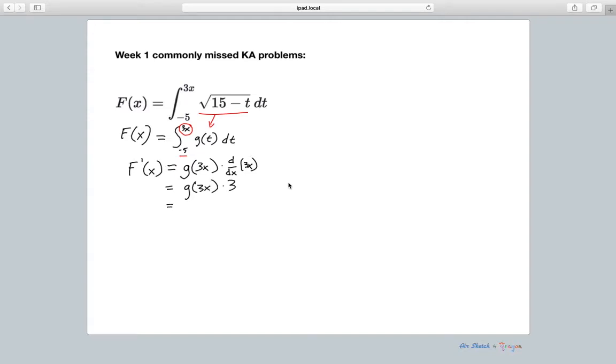And now I can worry about going back to the actual expression for my integrand, which was this root 15 minus t. I called that g of t. But now I'm just replacing my t's with 3x. So what I end up with is root 15 minus, instead of t, 3x. And then I have that times 3. I'll just put that in the front. And there's my final answer.